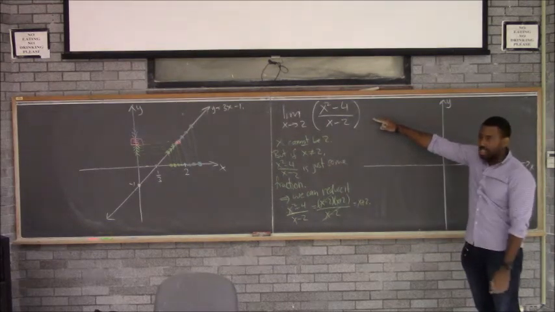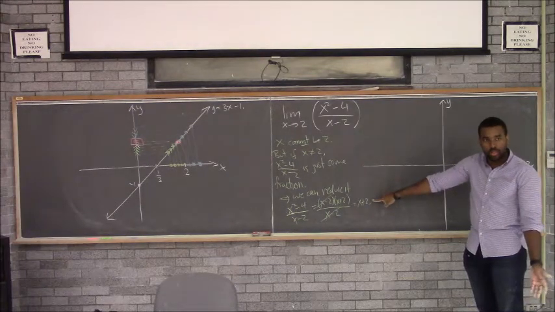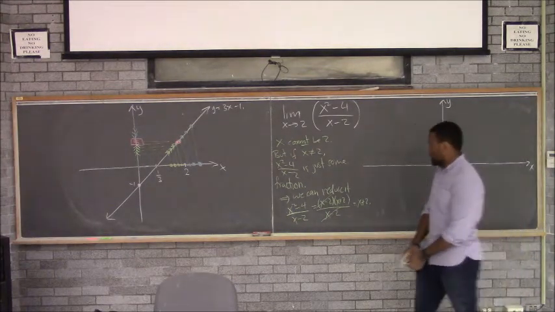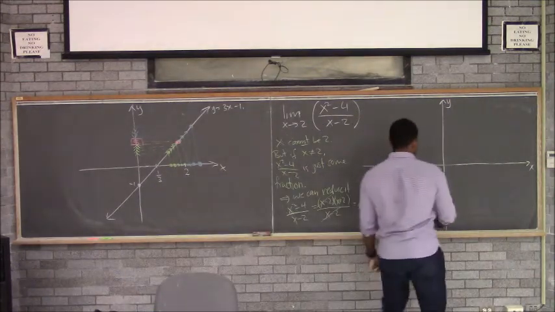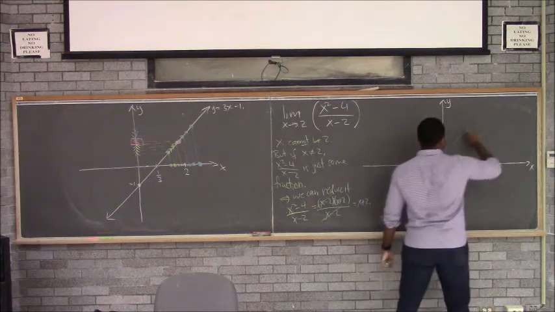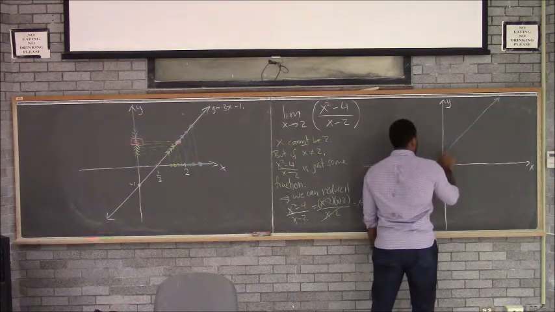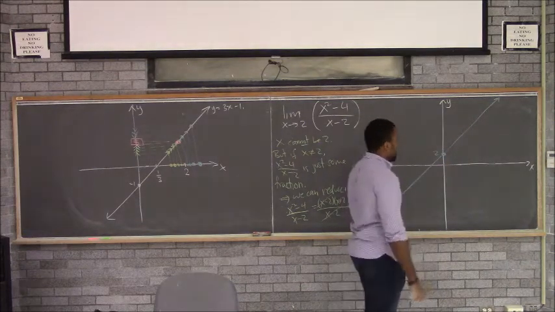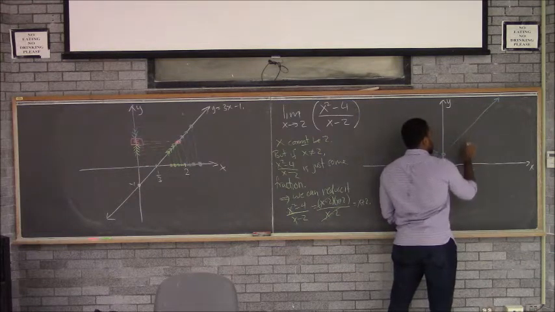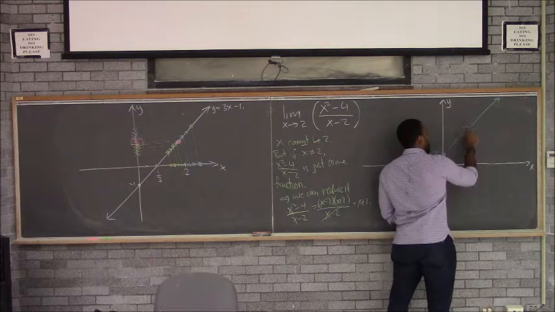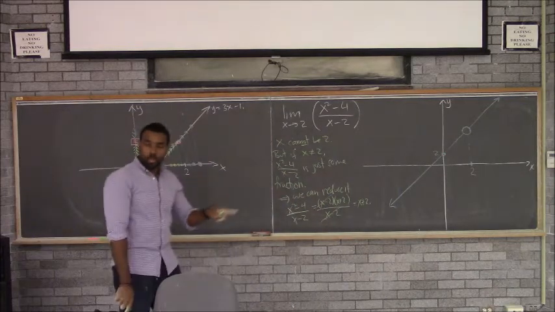the function will behave like the straight line y equals x plus 2, which means this function looks like x plus 2, which again is a straight line, passing through 2. The only difference is, at the location 2, there is a hole. We can't actually be at that particular position.